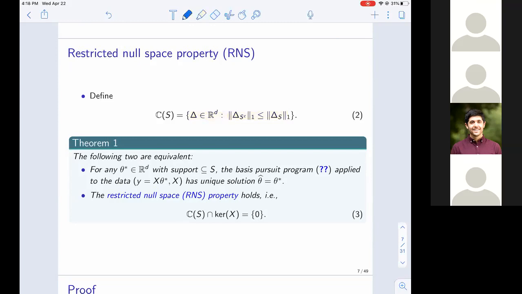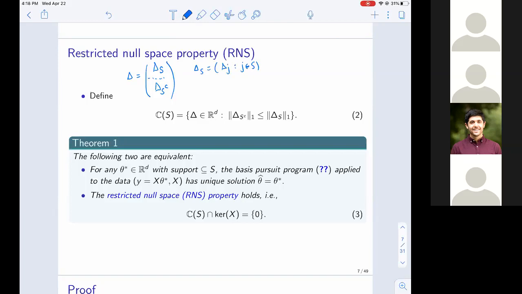So this is delta. I'm writing it as delta sub S. S is a candidate support, a set, and S complement is its complement. So delta sub S is just the vector that contains the elements of delta indexed by S.